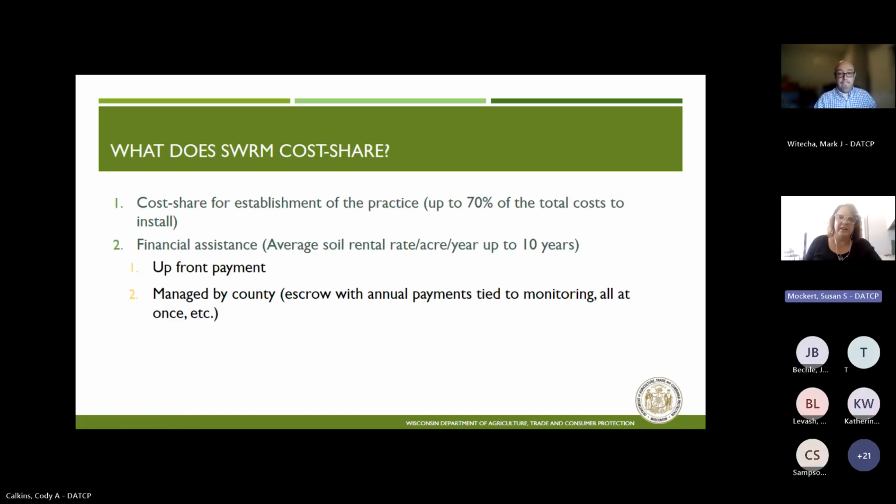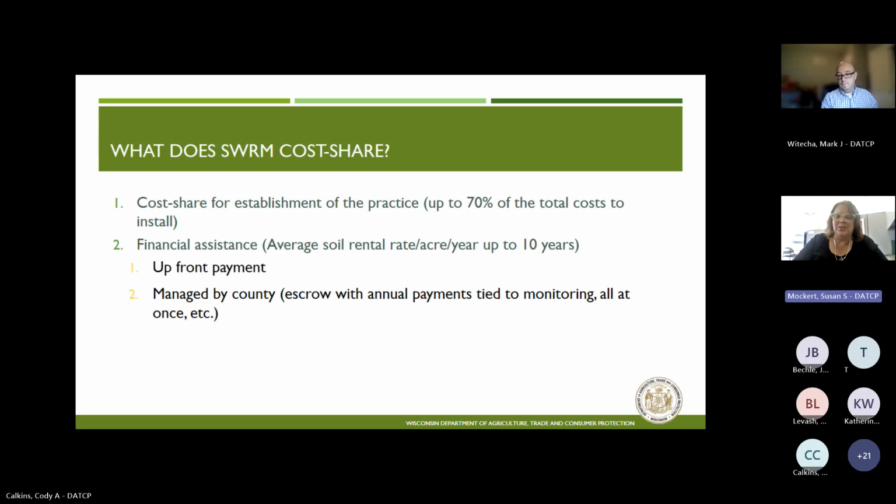Thank you, Cody. This is a very new option within Swarm. So what does Swarm cost share for harvestable buffers? We'll cost share the establishment of the practice, or up to 70% of the total cost to install, or 90% if there's an economic need for that. And then we will provide financial assistance, which is an upfront payment of the average soil rental rate per acre per year for 10 years, sorry.